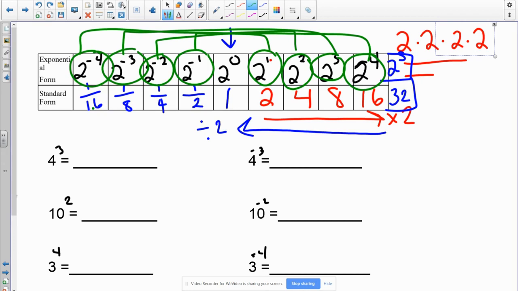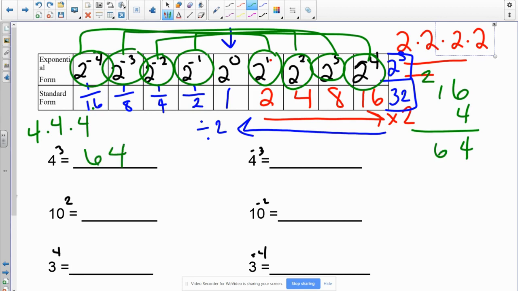So let's look at some examples of that now that we can see some patterns. 4 to the third power. So that's 4 times 4 times 4. 4 times 4 is 16, and 16 times 4, let's do the math really quick over here. 16 times 4 is 64. So this is a value of 64. So 4 to the third power is 64.